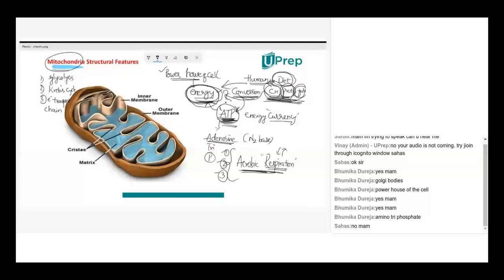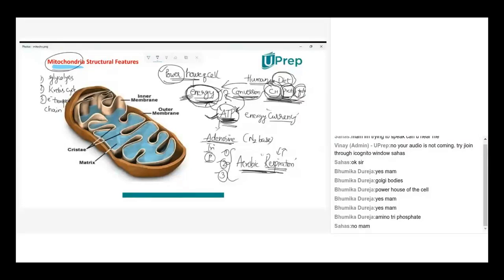Mitochondria are also known as the powerhouse of the cell. Then why are mitochondria called the powerhouse of the cell? Because they release energy in the form of ATP, adenosine triphosphate. So how is the ATP working? The ATP works by giving energy to the cell to perform various metabolic activities.